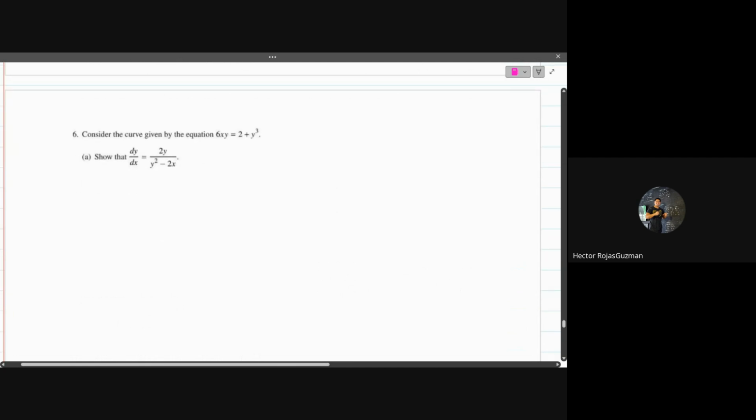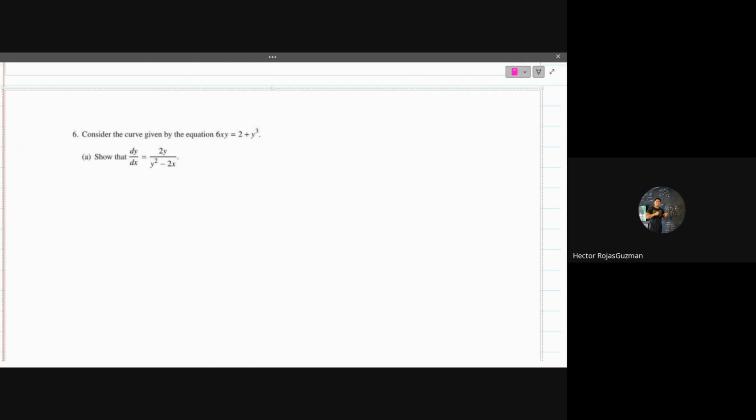Question 6. Consider the curve given by the equation 6xy equals 2 plus y to the power of 3. Show that dy dx is equal to this given equation. Okay. So for this question, we have to apply the idea of implicit differentiation, where whenever you take the derivative of a function that is not x, you're going to get a function that is dy dx, right? Or just y prime. So let's go ahead and start this process.